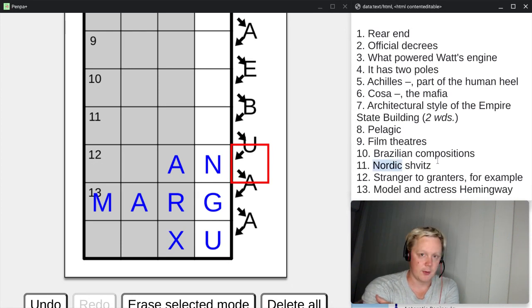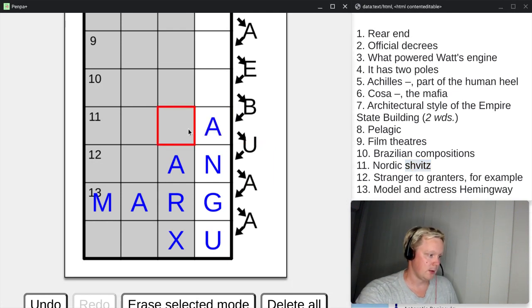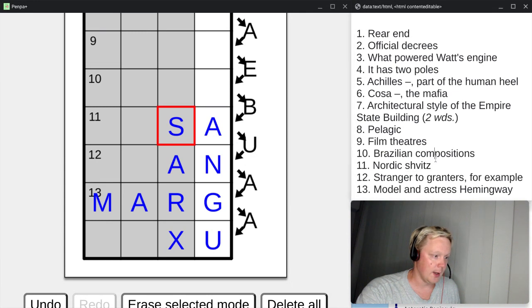Nordic refers to Northern Europe, and Schwitz is sort of steam bath. So combine those things, you get sauna. So type of steam bath from Northern Europe. And that gives us again the ending of 10. So 10 ends in BAS. Brazilian compositions.